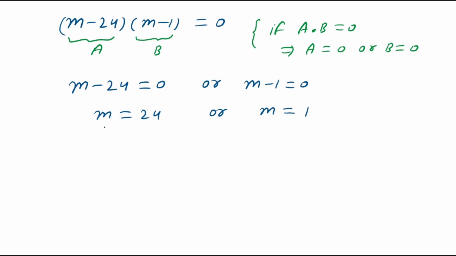And we know that m is 5 power x. So this is 5 power x is equals to 24 and here 5 power x is equals to 1. Let's say this is case first and this is case second. So first we will solve case first. 5 power x is equals to 24.